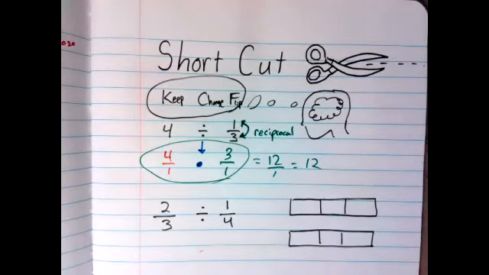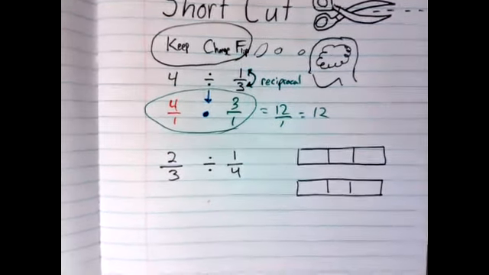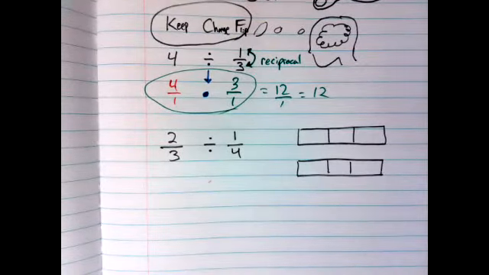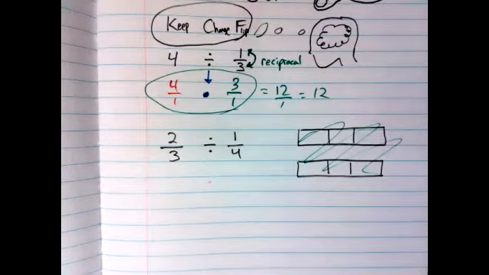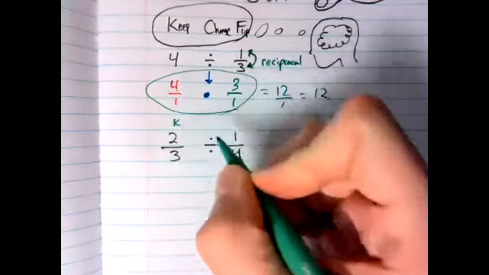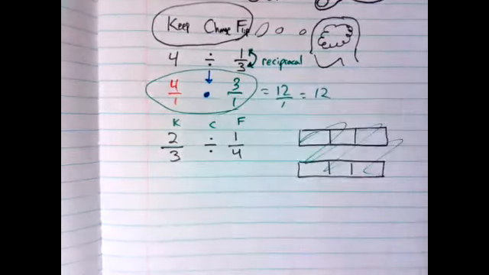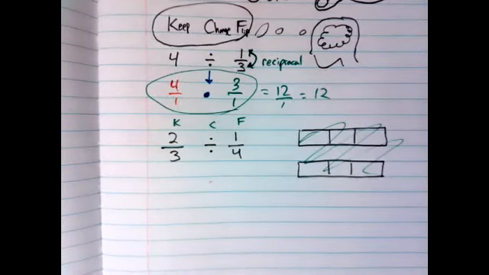All right, so here's the shortcut. You've got the visual on the previous page. Let's try the shortcut. 2/3 divided by 1/4. Let's forget about this drawing here. Let's just use that shortcut. So we're going to keep it. We're going to change it. We're going to flip it. What would that look like rewritten?